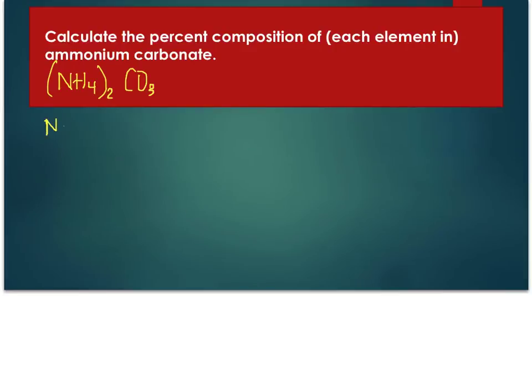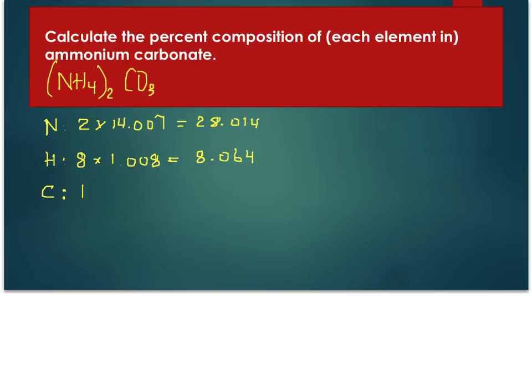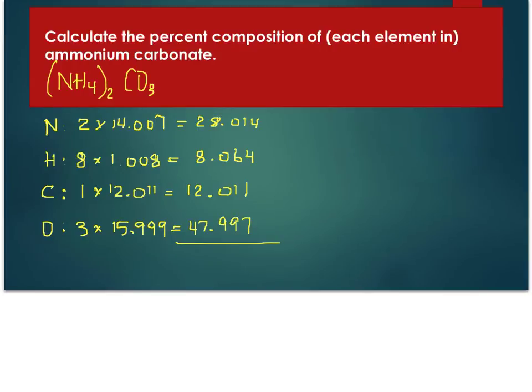So let's look at nitrogen. We have 2 atoms of nitrogen, so that's 2 times 14.007. So we need to find the formula mass because we don't have it. That would be our whole, so that's 28.014. For hydrogen, we have 8 atoms times 1.008. So that's 8.064. For carbon, we have 1 atom times 12.011, so that's 12.011. And oxygen, 3 atoms, so times 15.999. That gives us 47.997. So we go ahead and add all these together, and we get 96.086. That's in grams per mole.